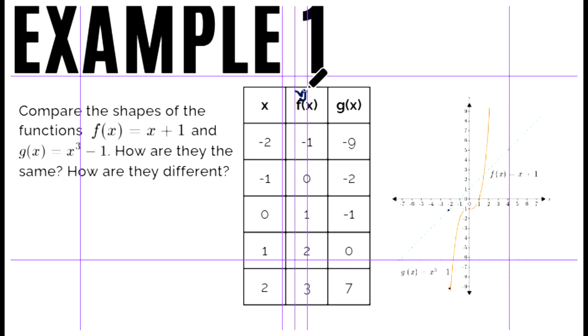So this one is blue and this one's orange. And that makes sense because our f of x formula is a linear formula, so it's just straight. And our g of x is cubic, so it's going to have that little bend in it, okay? So now we can look at this and determine how they're the same and how they're different.